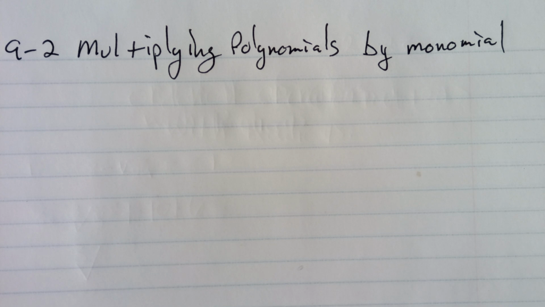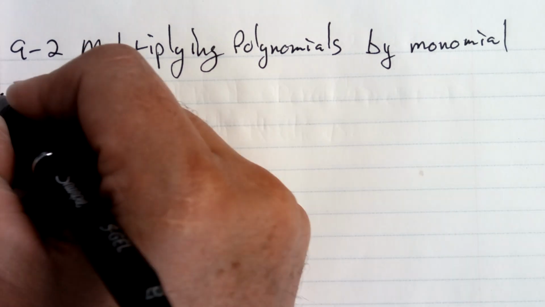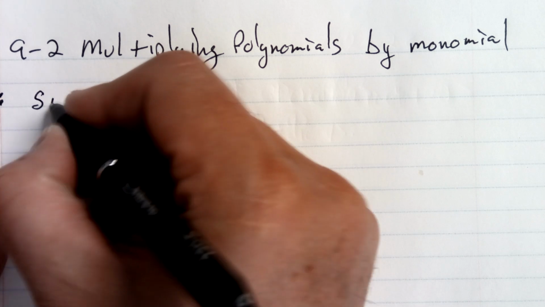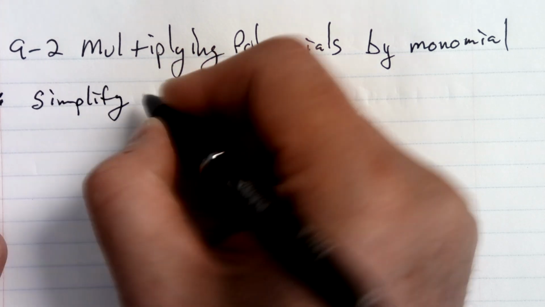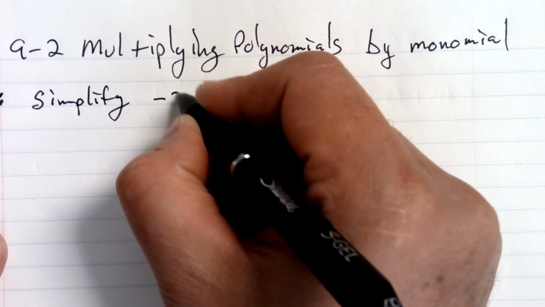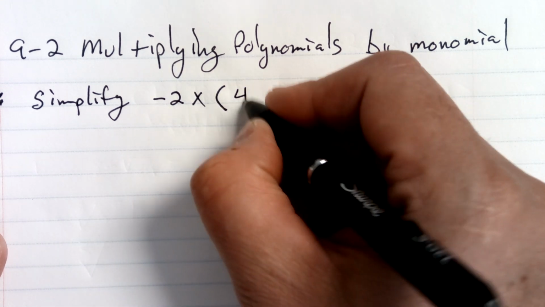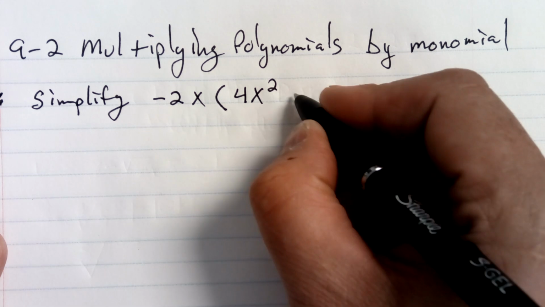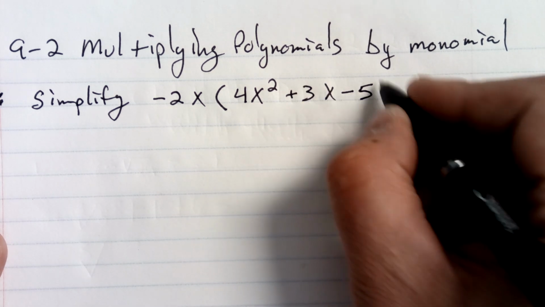All right, 9-2, multiplying polynomials by a monomial. Here's example 1. Simplify. Negative 2x times the quantity 4x squared plus 3x minus 5.